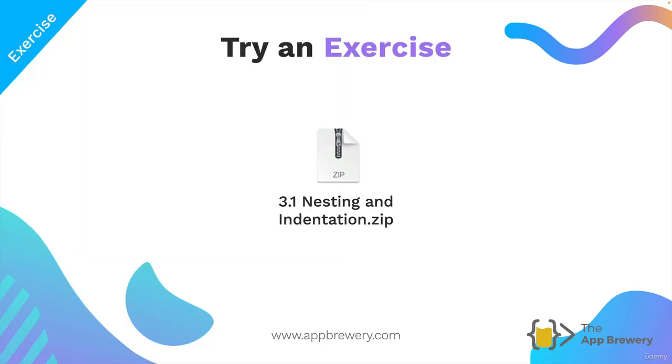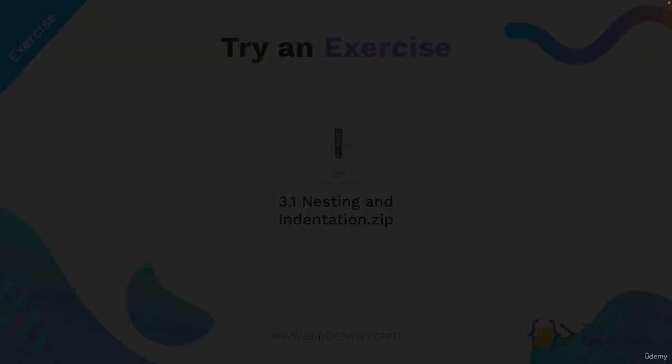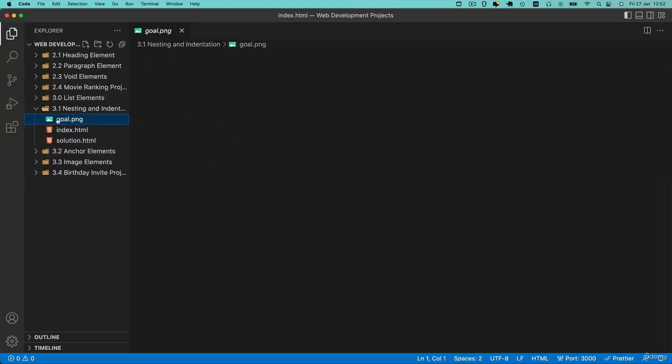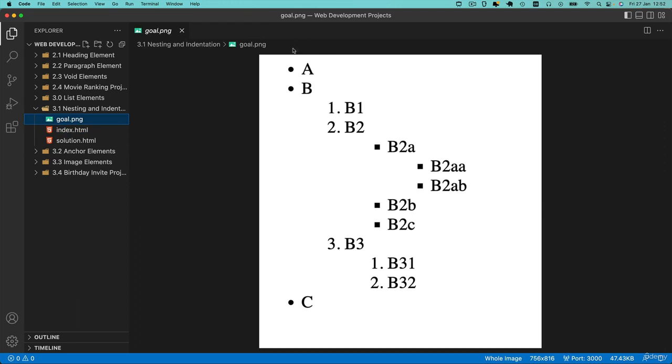Now let's try an exercise to really drill this home. I want you to download the nesting and indentation zip file from this current lesson, and I want you to open it up inside VS Code as you have done previously. Now in this case, if we take a look at our goal, it's to create a super complex nested list. In the last lesson, you already saw how you can create simple list elements, whether it's unordered lists or ordered lists. It's pretty simple to create just a list with some list items. But in this challenge, I want you to create something a lot more complicated.